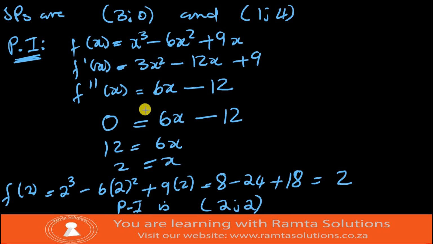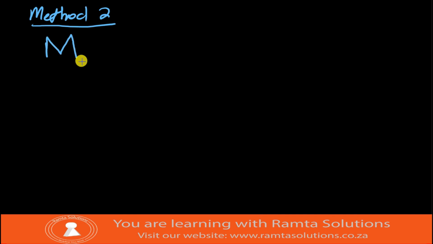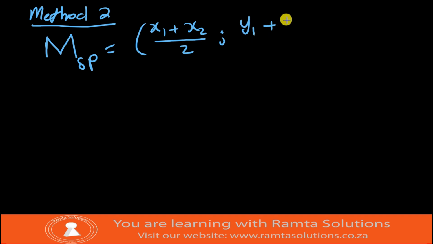I want to show you an alternative to finding your point of inflection. Okay? I will show you an alternative. Method 2 would be the midpoint of the stationary points. It is x sub 1 plus x sub 2 all over 2, and y sub 1 plus y sub 2 all over 2, I believe.